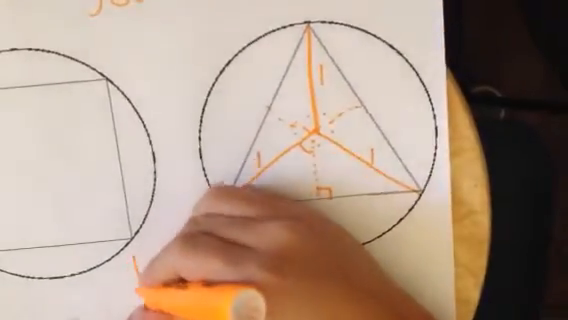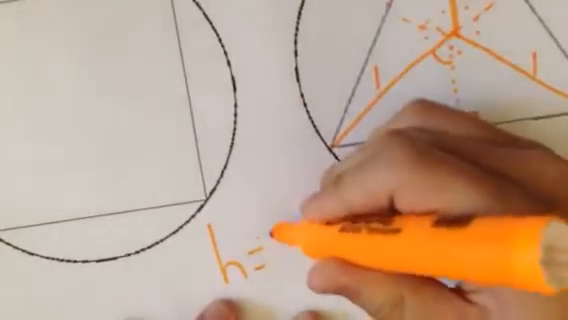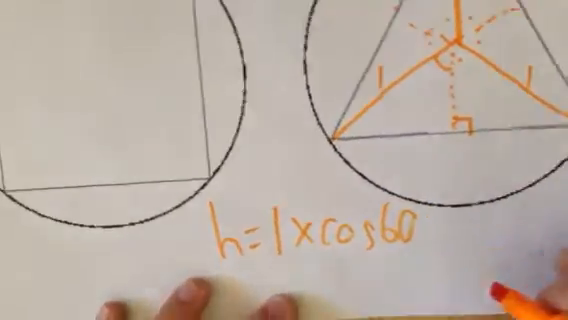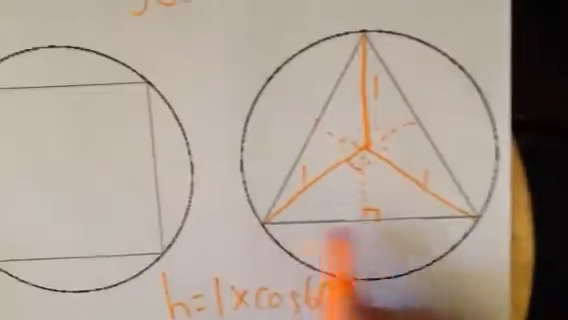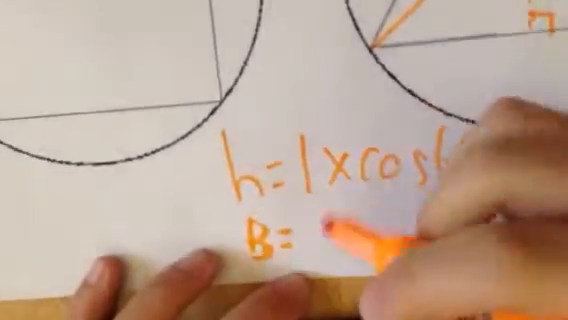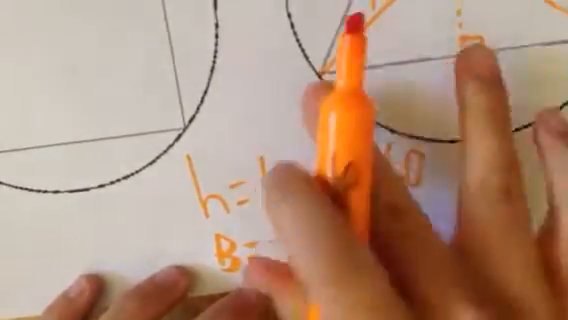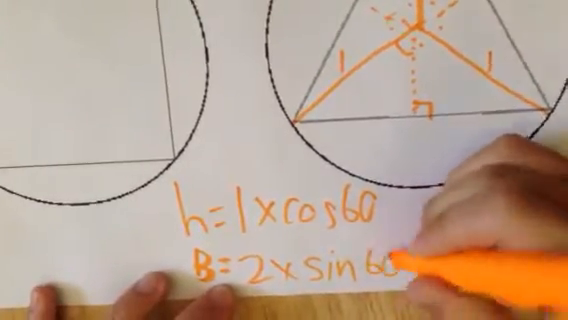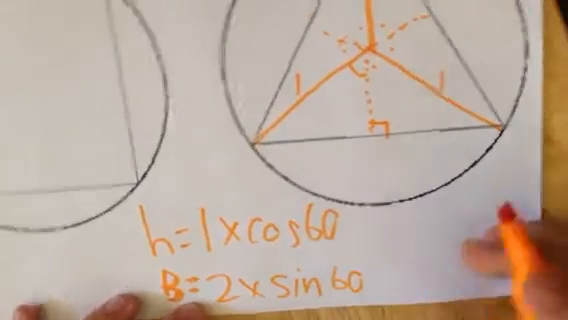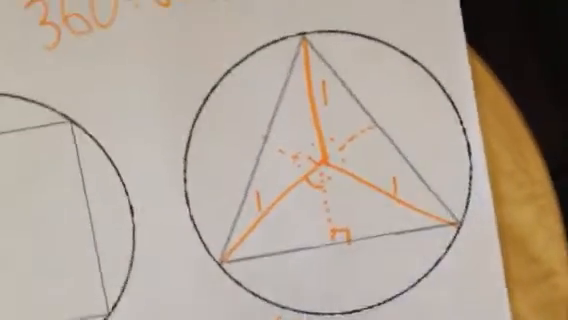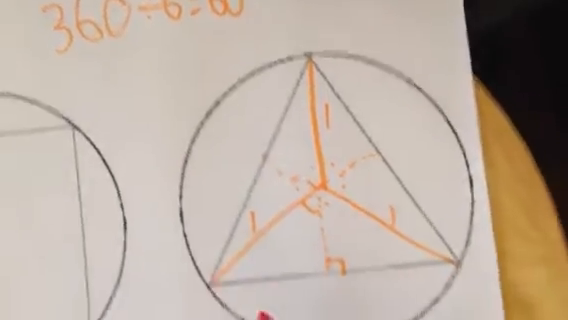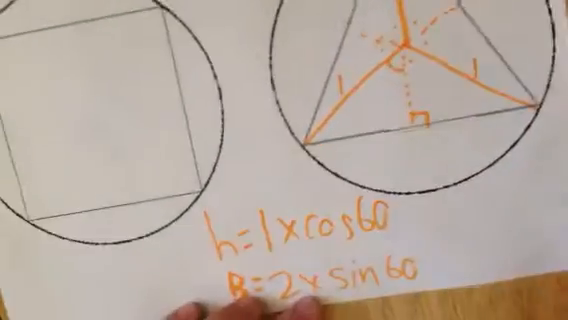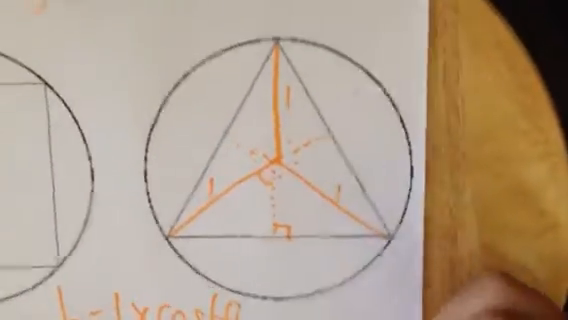So let's start with the height. The height of the triangle will be 1 times the cosine of 60. Now let's do the base. The base will be 2 times, since there are two parts of this base, 2 times sine of 60, since it's the opposite side from that angle. And there we have it. And with these two lengths, we can calculate the area of this triangle with base times height divided by 2, which is the standard equation of a triangle.